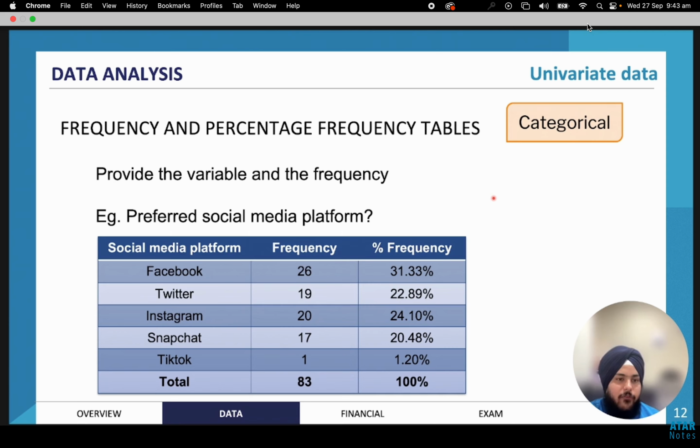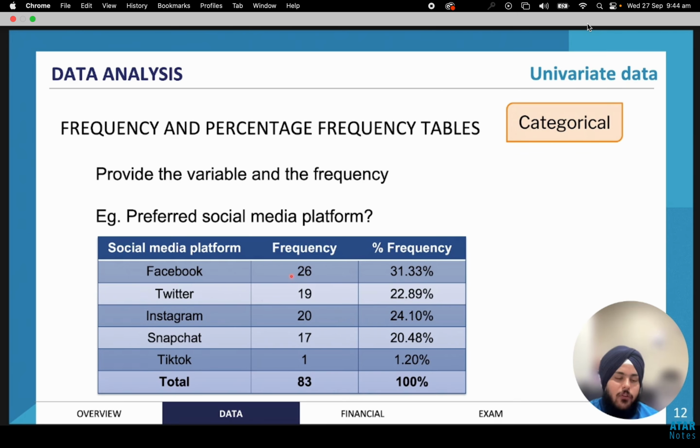Okay, so first we have frequency and percentage frequency tables. As their name suggests, we're just denoting the frequency of the particular variables. So for example, if we're looking at the preferred social media platform, let's just say we have a sample of 83 students and we're denoting their preferred social media platform. A frequency table would literally just list down how many students have each preferred social media platform. So the frequency just represents the exact number of people in that sample that prefer that social media.